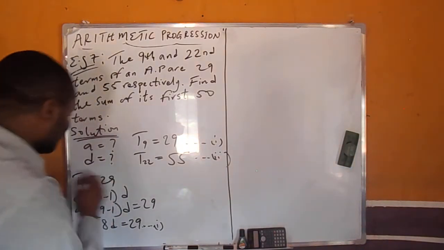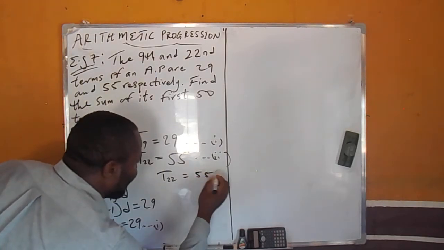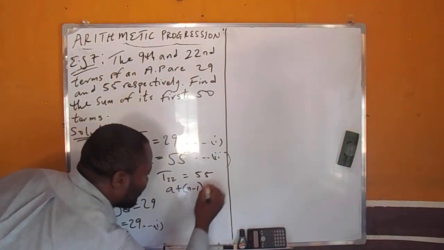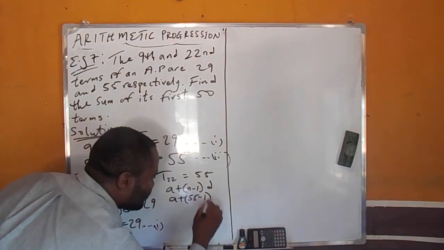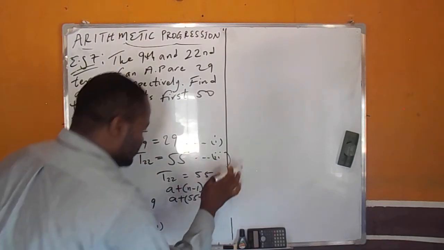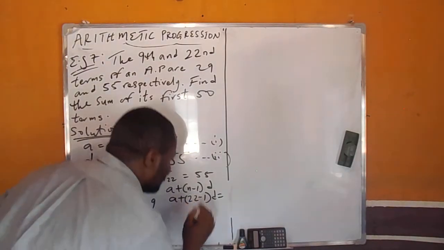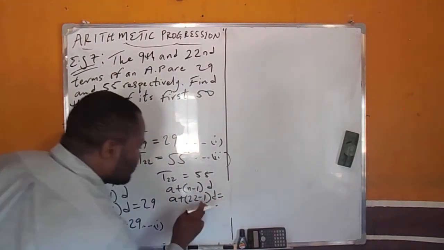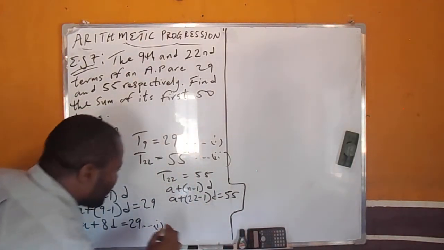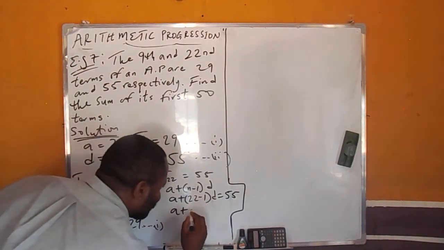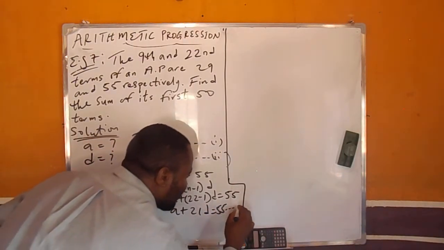This is our equation 1. So we can now say T22 equals 55. That will give us a plus (n minus 1)d, which is a plus (22 minus 1)d, and that equals 55. So a plus 21d equals 55.